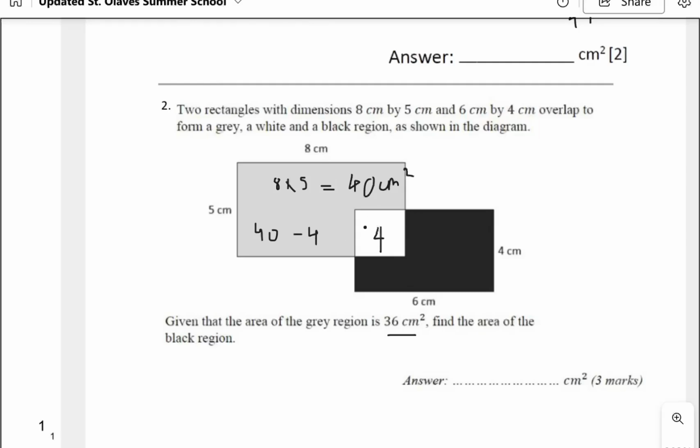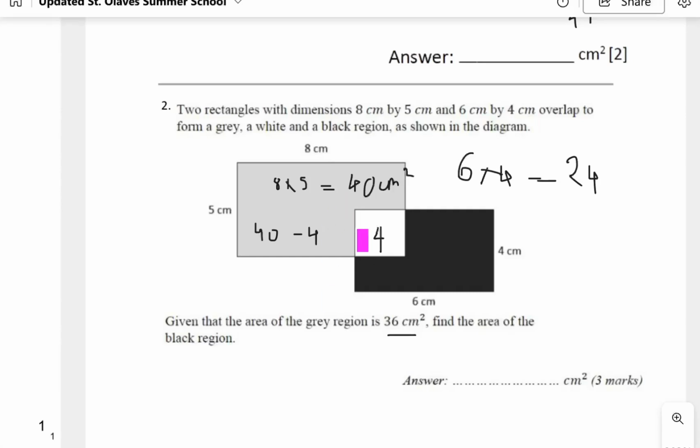So if we know that this whole region is 4, then let's find out the black area by saying that 6 times 4 is equal to 24. And then when we take this overlapping region out, let's highlight that, it becomes 24 minus 4, which is equal to 20.